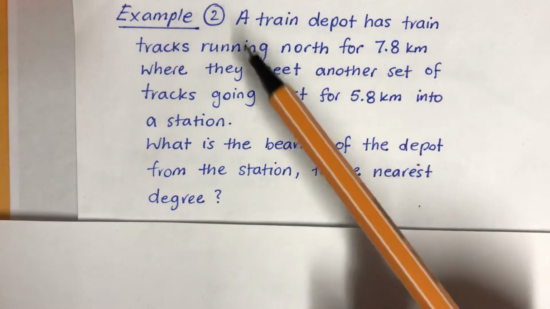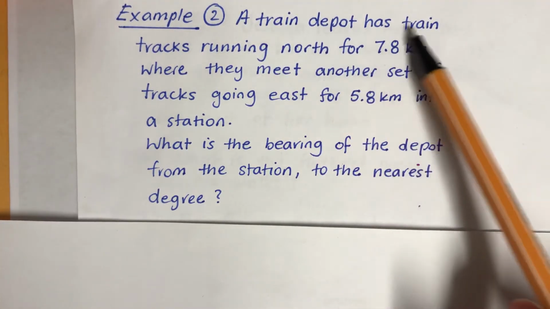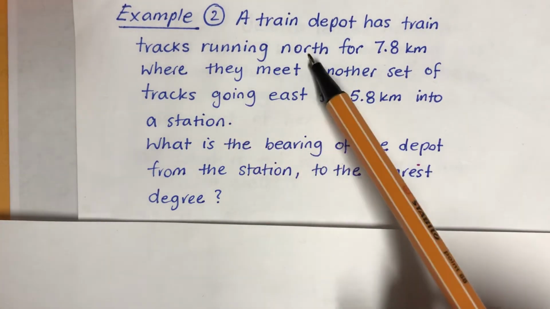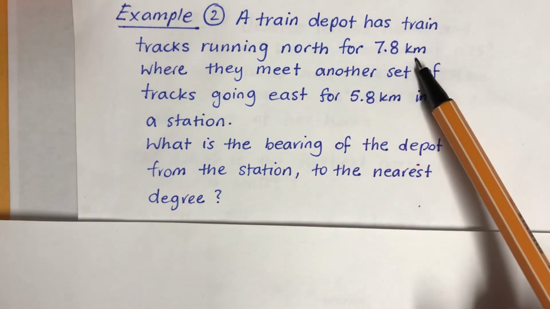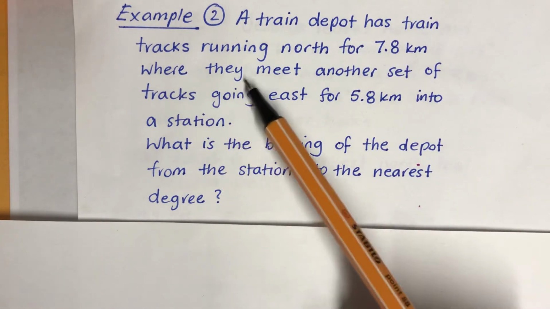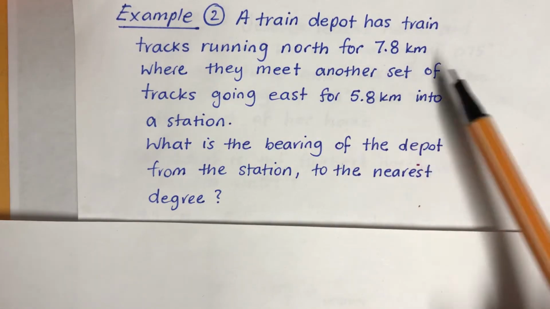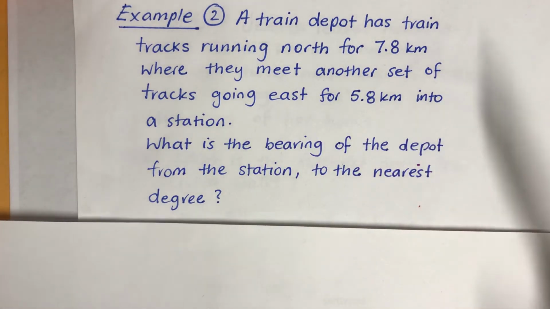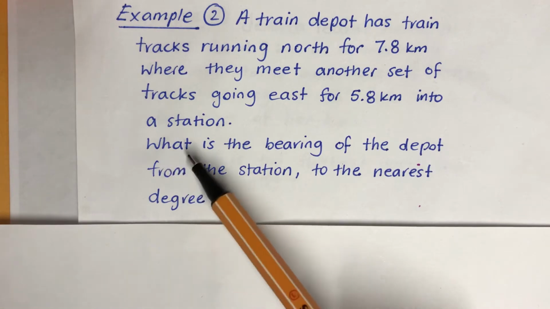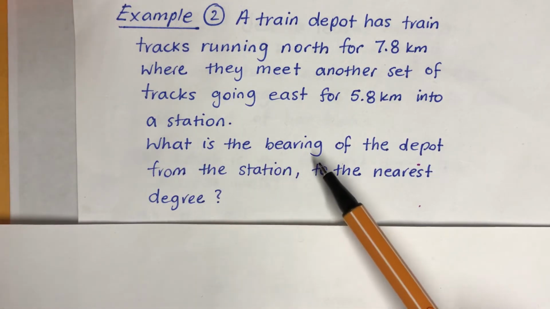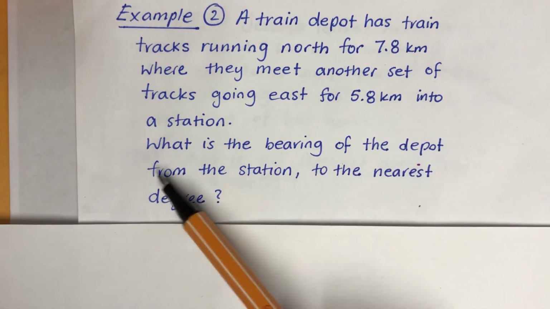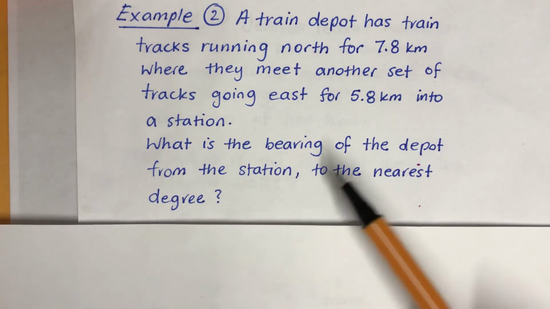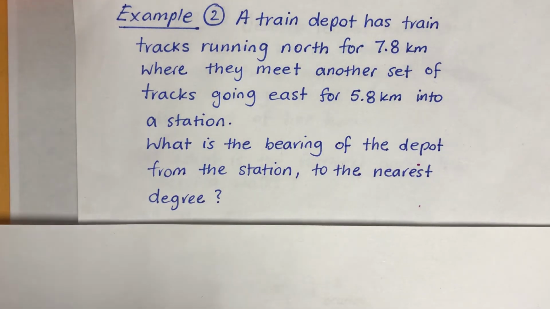Okay, so a train depot has train tracks running north for 7.8 kilometers, where they meet another set of tracks going east for 5.8 kilometers into a station. What is the bearing of the depot from the station? From the station, guys, from the station, not from the depot.